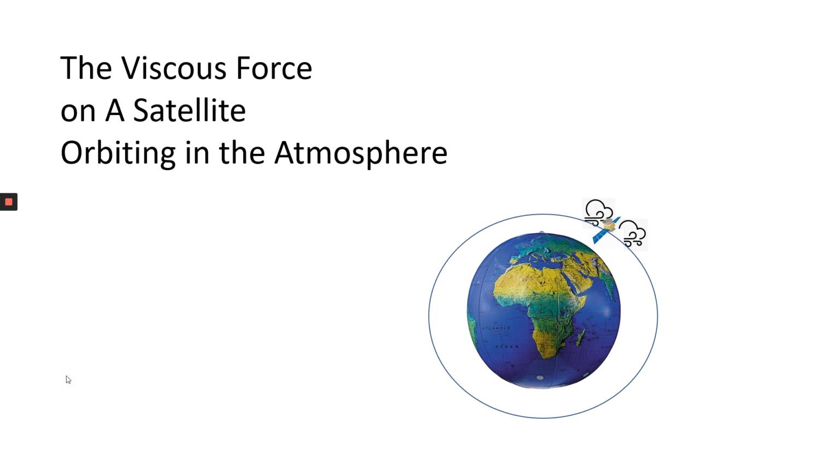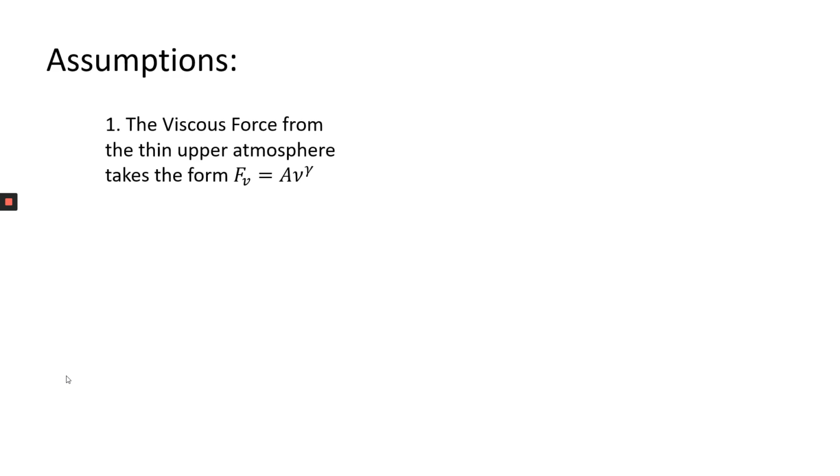First of all, we need to make some assumptions about this whole scenario. First, the viscous force, let's assume it takes the form of A V to the power of gamma, where V is the velocity of the satellite, and A and gamma are constants. So we can think of this viscous force as some resistance force experienced by the satellite when it orbits the Earth in the atmosphere.